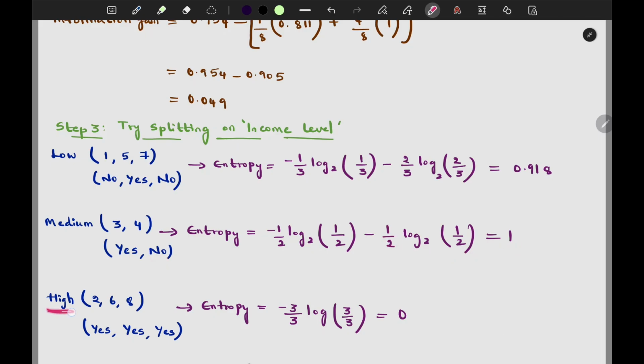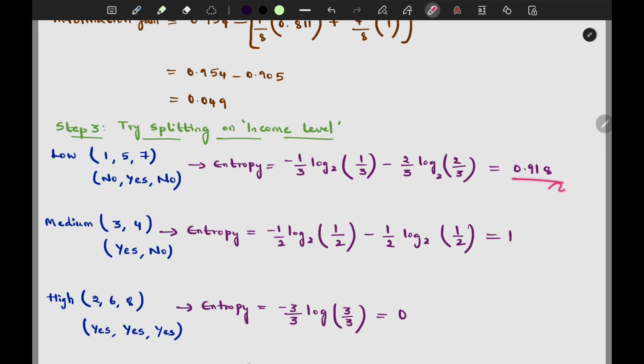And if you want to split for the high, here you can see for ID 2, ID 6 and ID 8 all are yes values. So you can see minus 3 by 3 into log 3 by 3, which is nothing but log 1, which is 0, so you'll be getting 0. Just remember in mind, if you always have the same values, like all yes or all no, your entropy will be 0.